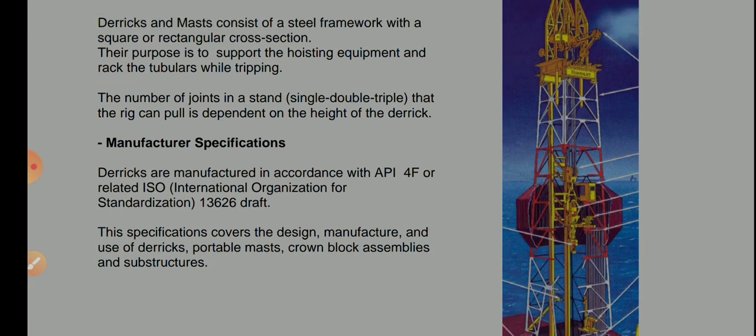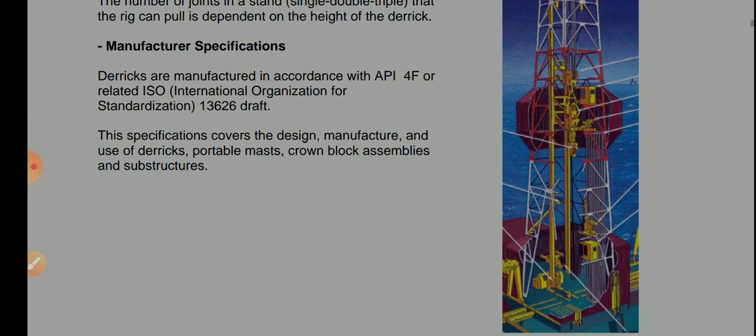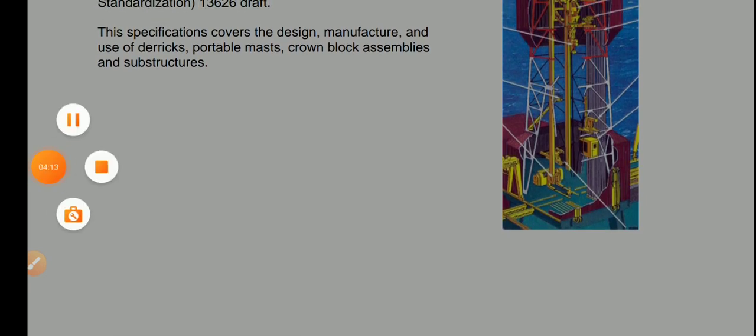The next one is manufacturing specifications. Derricks are manufactured according to the American Petroleum Institute 4F or the related ISO, International Organization for Standardization, 13626 draft. These specifications cover the design, manufacture, and use of derricks, portable masts, crown block assemblies, and substructures. On the right side you see the image of the derrick.